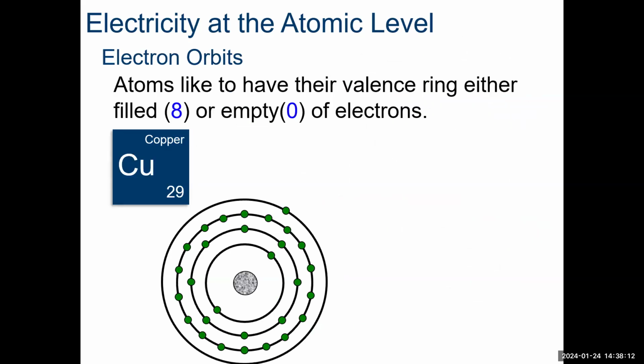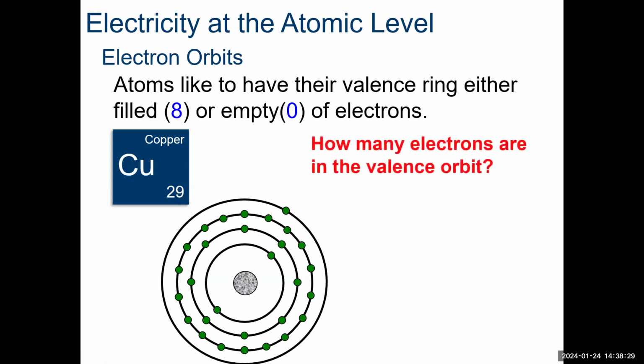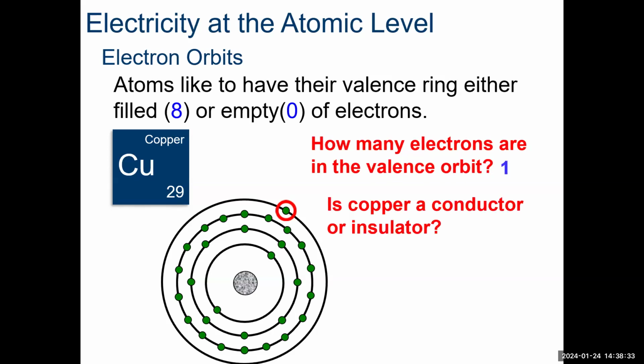So let's look at copper. Copper is pretty unique in that atoms have their valence ring either filled or empty. They want one or the other. They want this thing filled or empty. So this one's filled. It has its 1 in the outermost ring, the valence ring. Now, how many electrons are in the valence ring? 1, I spoiled that, sorry.